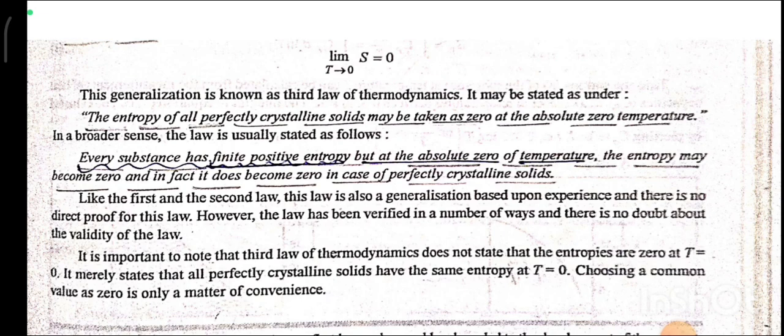This generalization is known as the third law of thermodynamics. The entropy of all perfectly crystalline solids may be taken as 0 at absolute 0 temperature. In a broader sense, this law is usually stated as follows: every substance has a finite positive entropy, but at the absolute 0 of temperature, the entropy may become 0. In fact, it does become 0 in the case of perfectly crystalline solids.